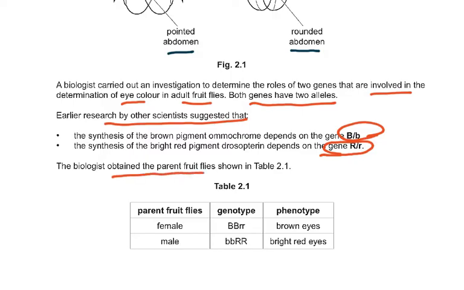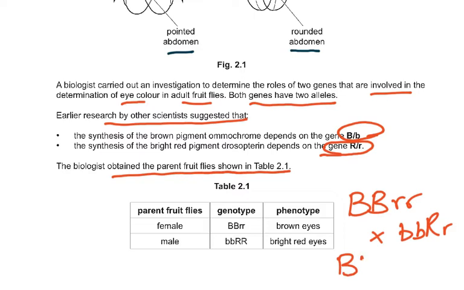The biologist obtained the parent fruit flies shown in table 2.1. So the females were homozygous dominant for one trait and homozygous recessive for the second trait: big B, big B and small r, small r, and you cross them with small b, small b, big R, big R. So you can see what is going to happen. Now they're all going to be heterozygous for both characteristics, the first generation.